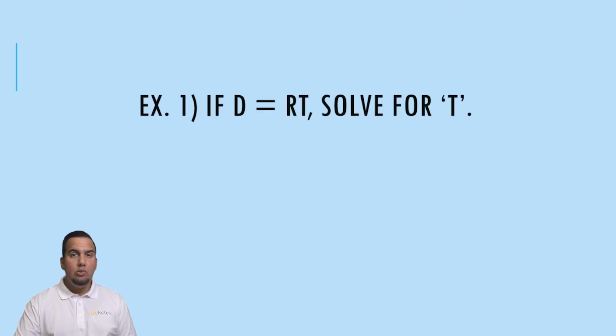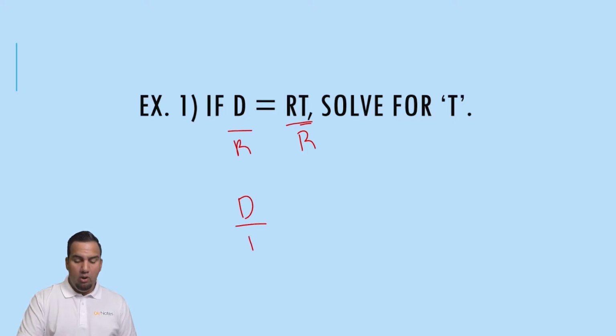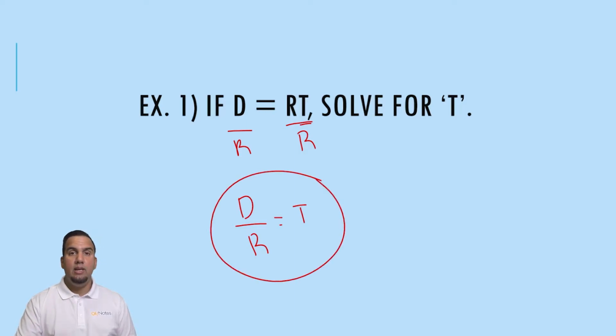Okay, so example one says if d is equal to r times t, then solve for t. How do we do this? The first thing you're going to notice is t is right here, and it's next to r, rt. That technically means it's being multiplied. So we have to ask ourselves, we're going to try to get t by itself. What is the inverse? What is the opposite of r times t? It should be dividing. Dividing by what letter? The letter that's next to the t that you're solving for, which is r. So I'm going to go ahead and divide both sides by r, and I'm going to get d over r is equal to t. And that's my final answer.